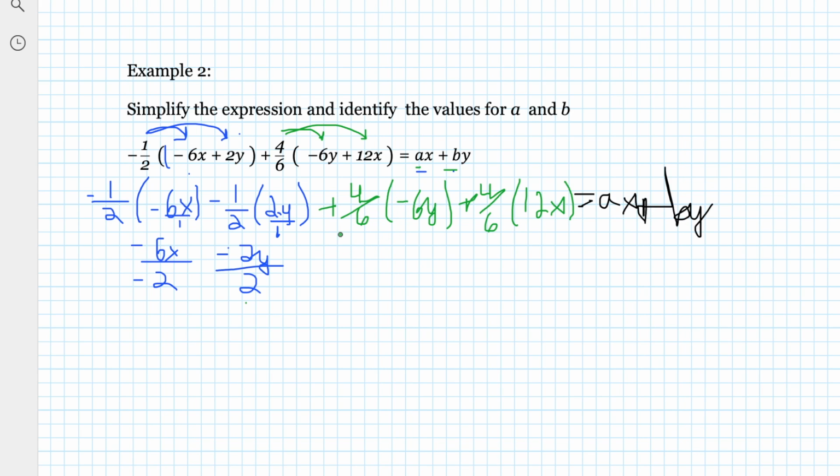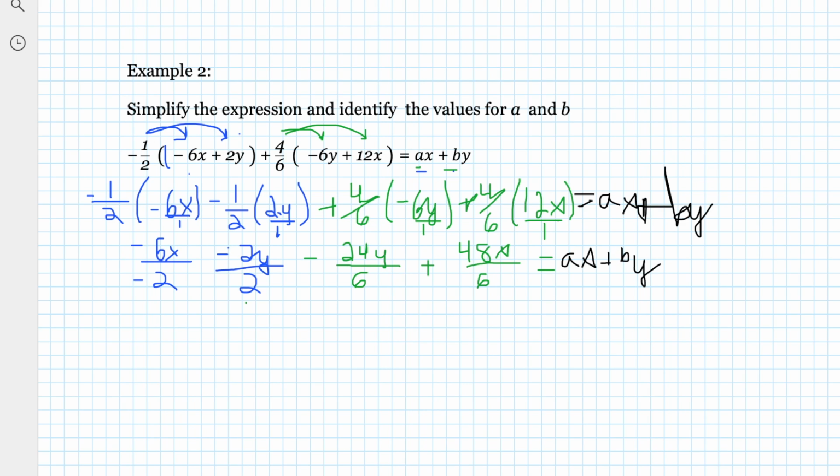4/6 times negative 6y, put it again in a fraction form, 4 times negative 6. That is going to lead us to be negative 24y over 6. 4 times 12x over 6. Well, I know 4 times 12 is 48. 48x divided by 6. And again, it's going to equal ax plus by.